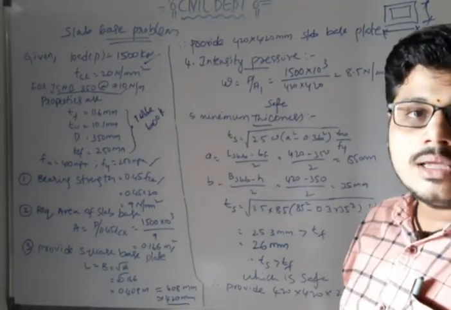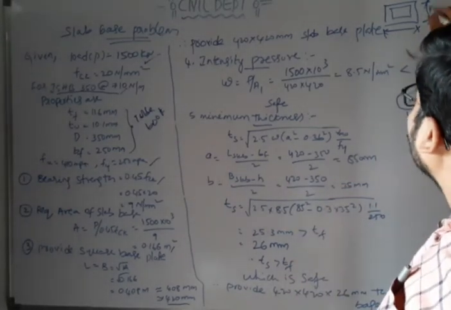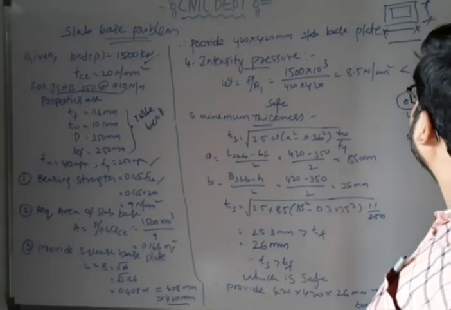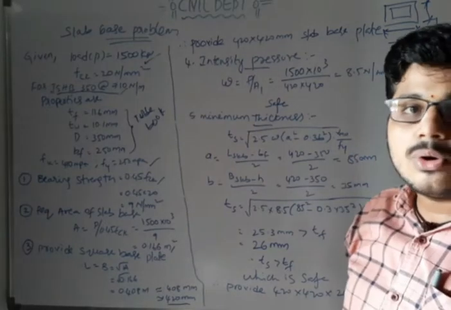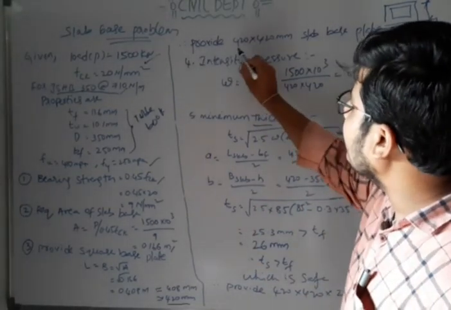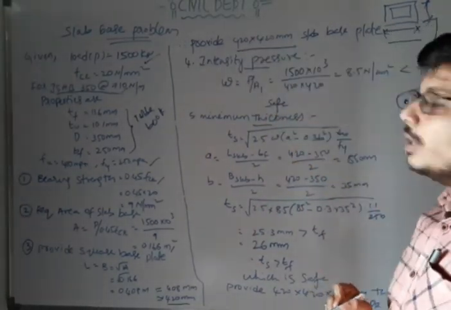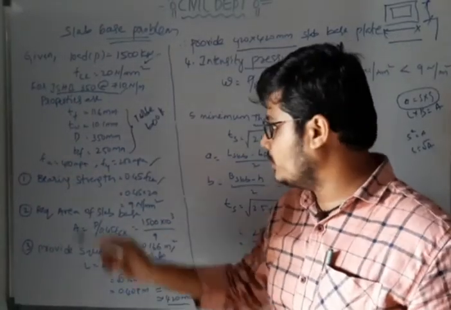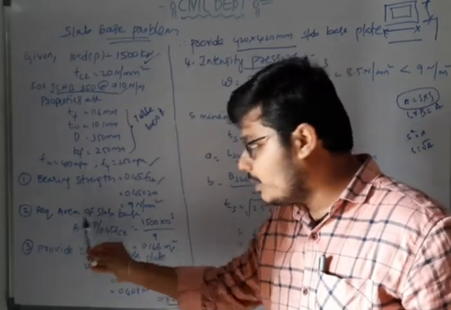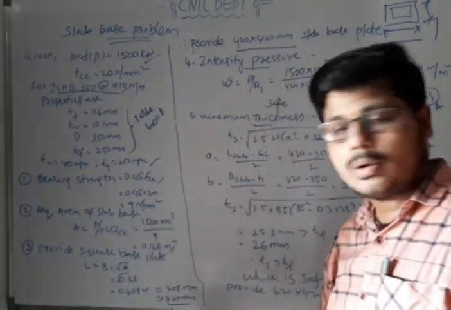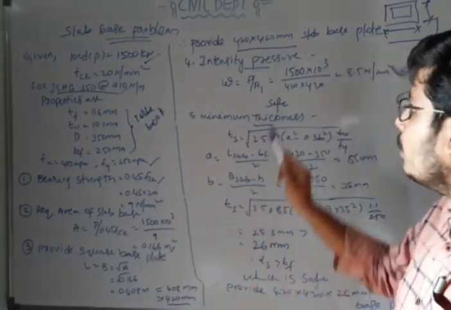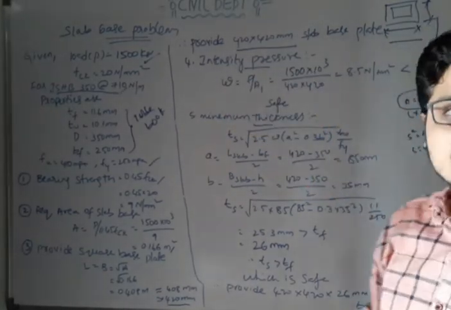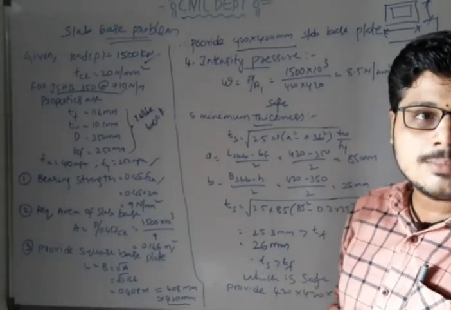Square means equal in size. So length 420 mm means width also 420 mm. So we have provided a 420 mm by 420 mm slab base. So this is the third step. First one bearing strength, second one required area, third one providing the slab base plate. So now we have the fourth step, intensity of pressure. So what is intensity of pressure?